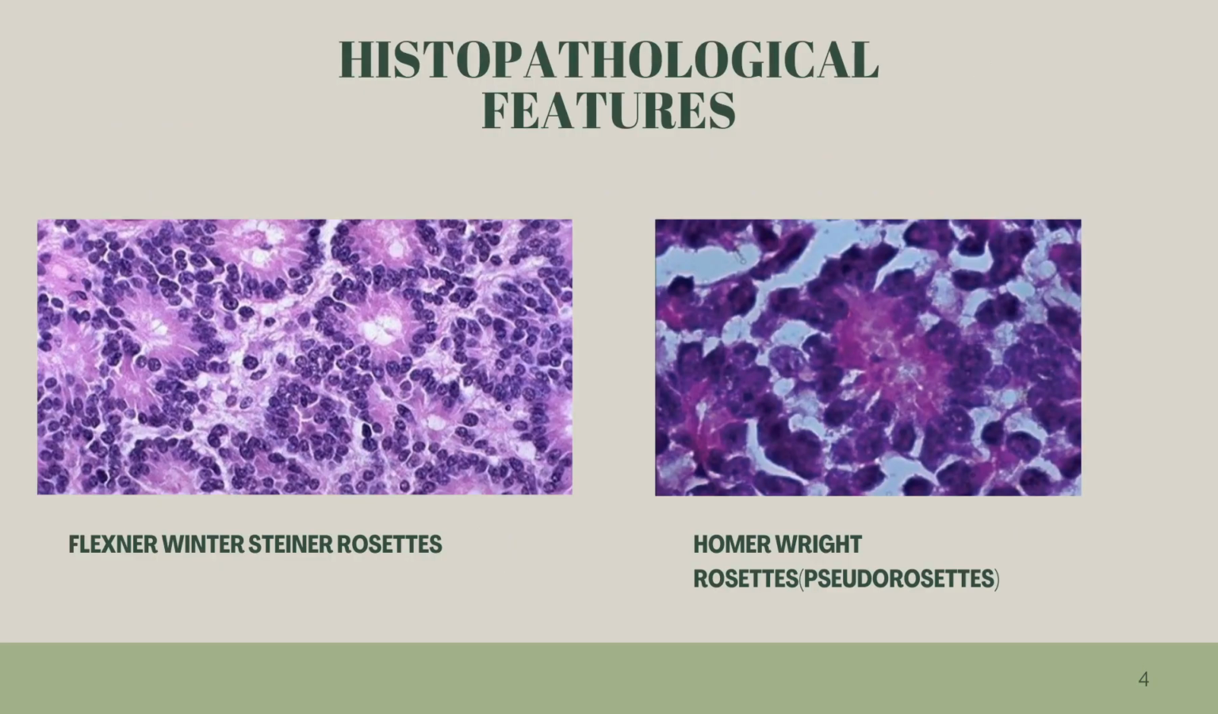Next comes histopathological features, which include two types of rosettes: Flexner-Wintersteiner rosettes. You can see there is a central empty lumen surrounded by columnar cells. Then secondly, these are Homer Wright rosettes. This is also called pseudo rosettes and there is no empty lumen here.